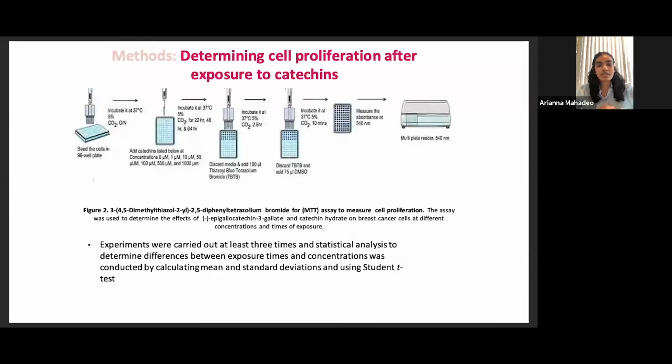So in order to study the effect these catechins have on breast cancer cells, I grew the cells in DMEM media, and they were then plated on a 96 well plate. The next day, the cells were treated with catechins epigallocatechin 3 gallate and epicatechin at various concentrations ranging from 1 micromolar to 1,000 micromolars. The cells were then incubated for either 24 or 48 hours, and then an MTT assay was conducted to determine cell survival after being exposed to these catechins. Using the data I obtained from the plate reader, I conducted statistical analysis and derived the following results.